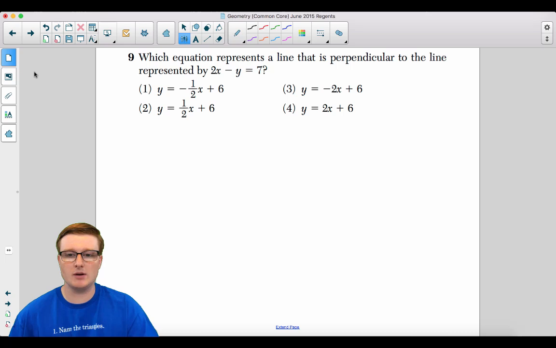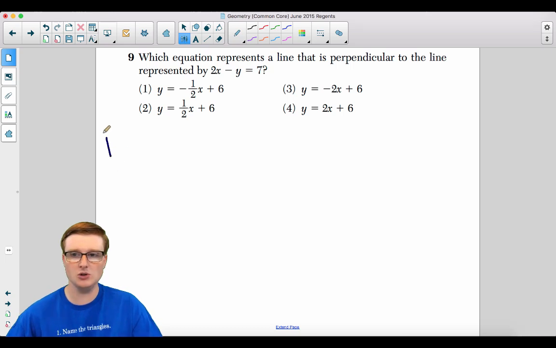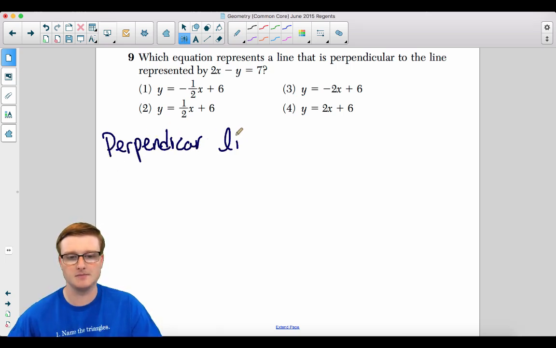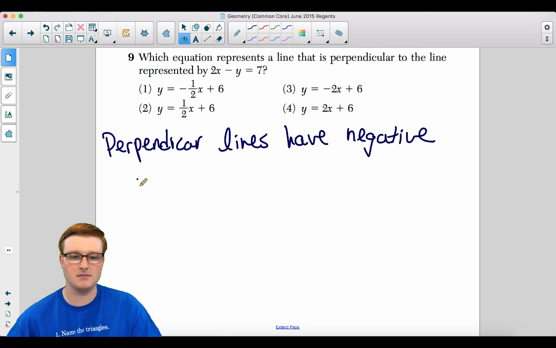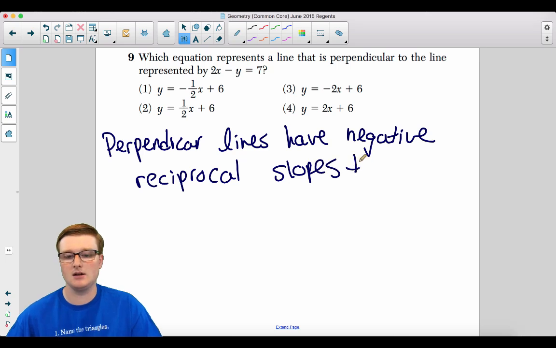Number 9, which equation represents a line that is perpendicular to the line represented by 2x minus y equals 7? So you need to know first and foremost that perpendicular lines have negative reciprocal slopes. That's the key to get this question right. And also, perpendicular lines form right angles.